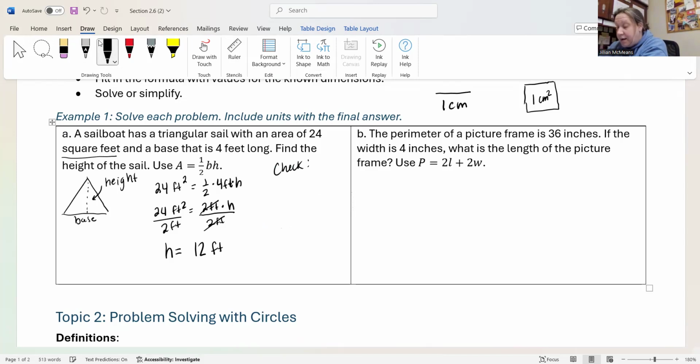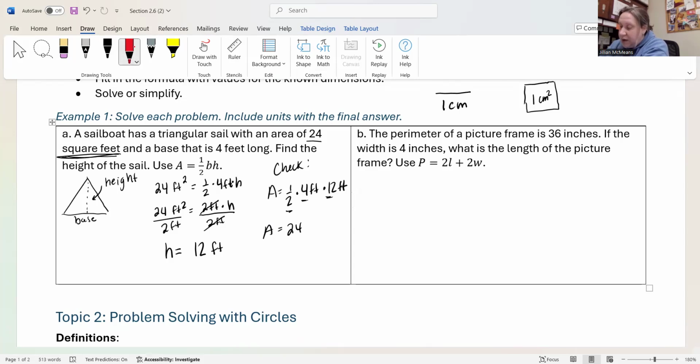Now, the area we know is 1/2 times the base, which we said is 4 feet, times the height, which we now think is 12 feet. So let's check and make sure everything works out. We want to make sure that when we multiply this out, we get 24 square feet. Well, 1/2 times 4 is 2. 2 times 12 is 24. So when we look at the 1/2, the 4, and the 12, we do get 24.